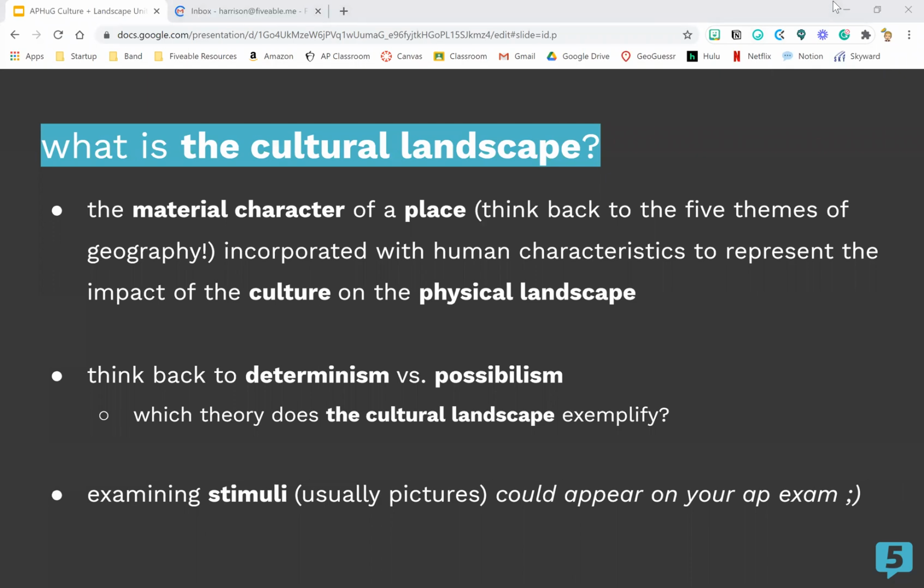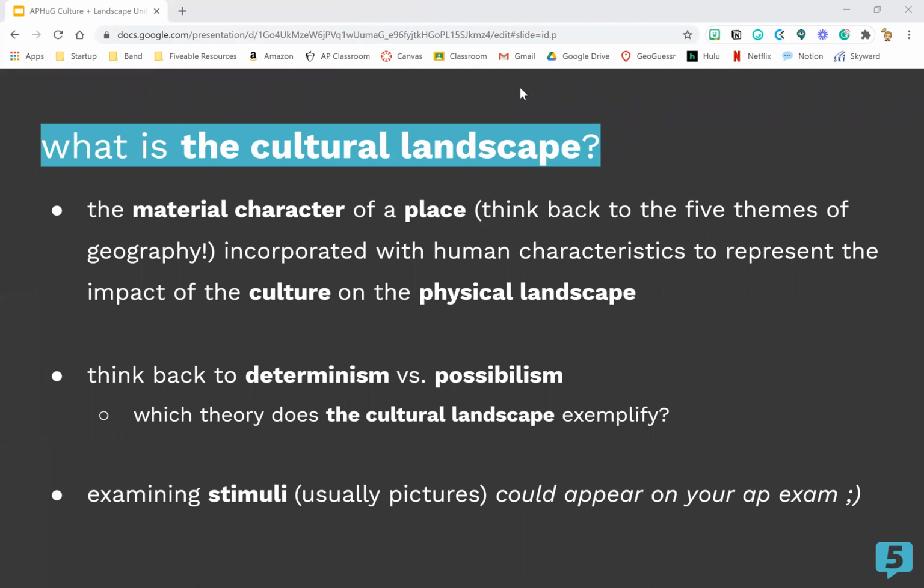So really, you see determinism and possibilism in the cultural landscape, and that's why it's something special that we actually talk about in human geography. If it was just talking about one of the two, then it would just be another vocab word. But the combination of all of this stuff that we can see is really important.